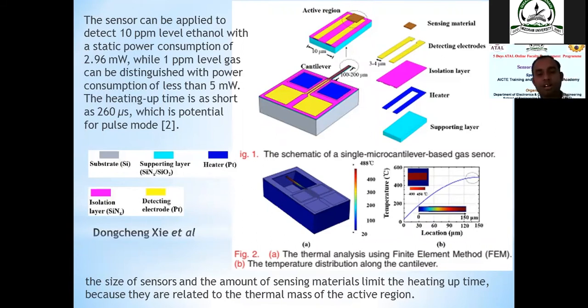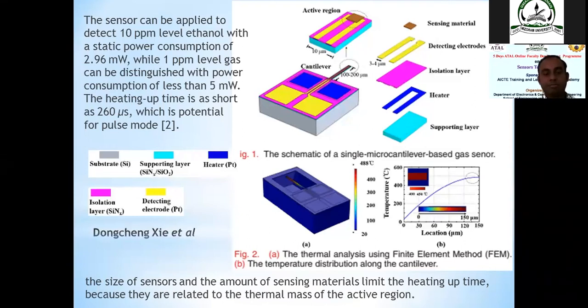This type of cantilever structure can be fabricated using MEMS technology, micromachining, or normal silicon fabrication technology. The size of the sensor and the amount of sensing material limit the heating up time. If the mass is more, then the size is more, and the heating up time will be more. Obviously the time taken by the sensor to detect will also be more. And the temperature will remain fixed, but the power requirement will increase, because with more mass we have to give more power to heat it.